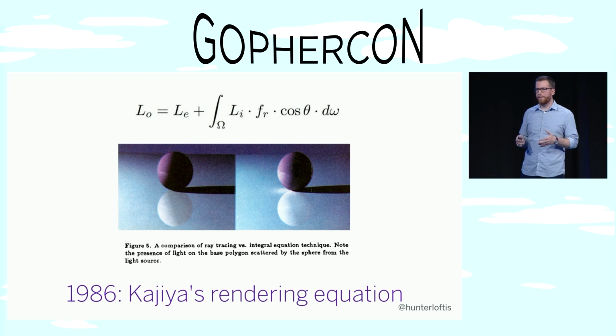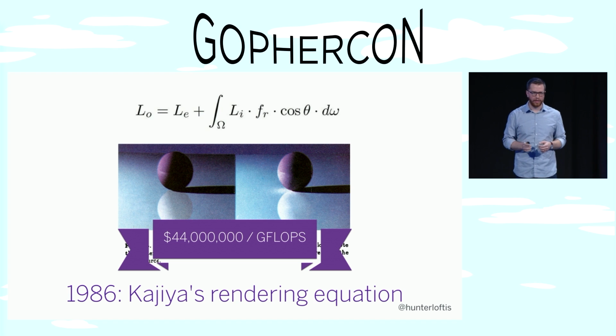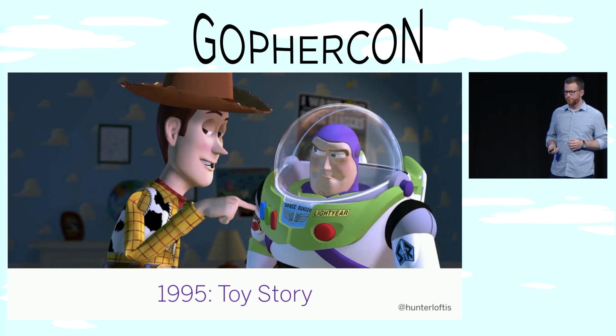Path tracing was the name he gave this algorithm, but he didn't have the computational resources to actually trace very many paths. And that was because at the time, a gigaflop cost $44 million. So this was academic in the 80s.